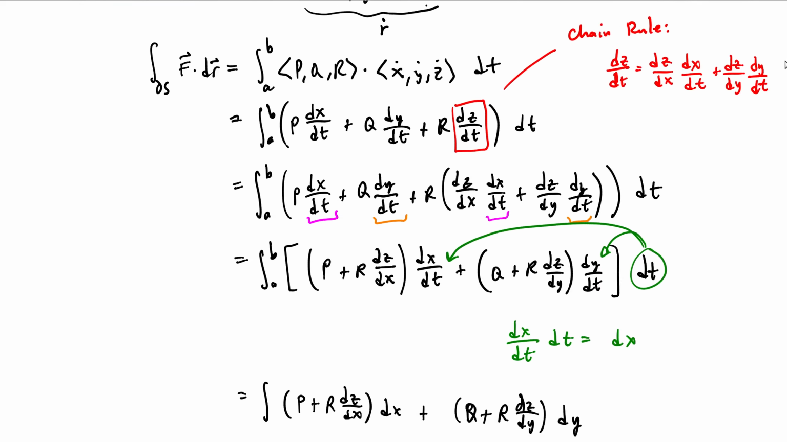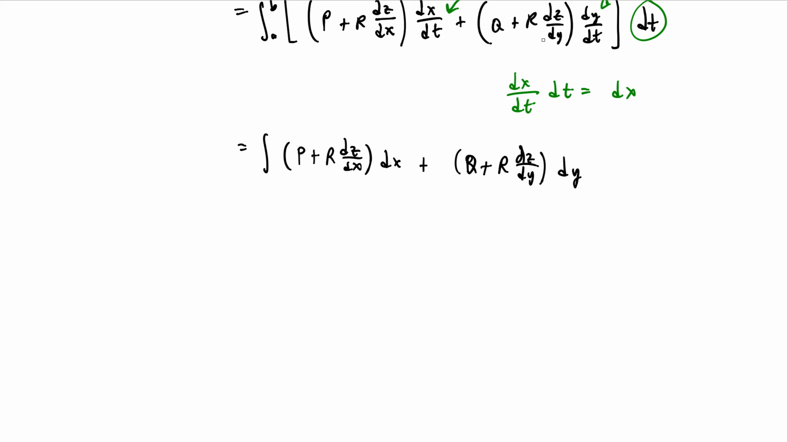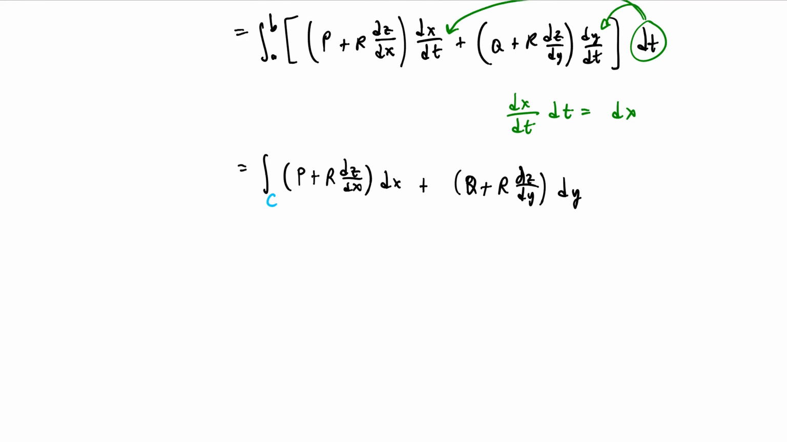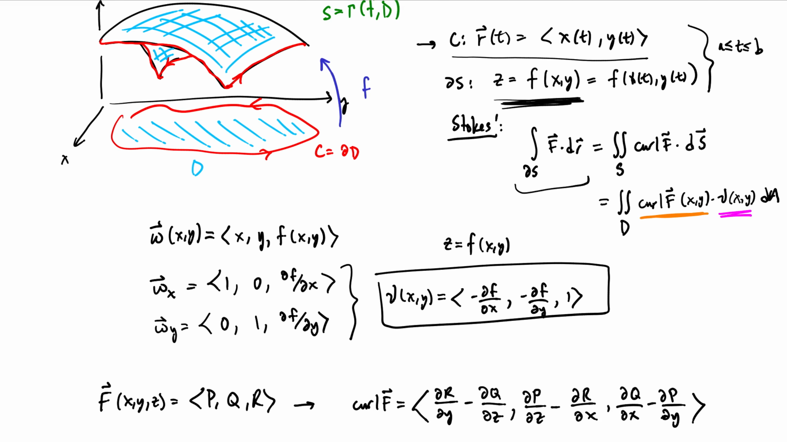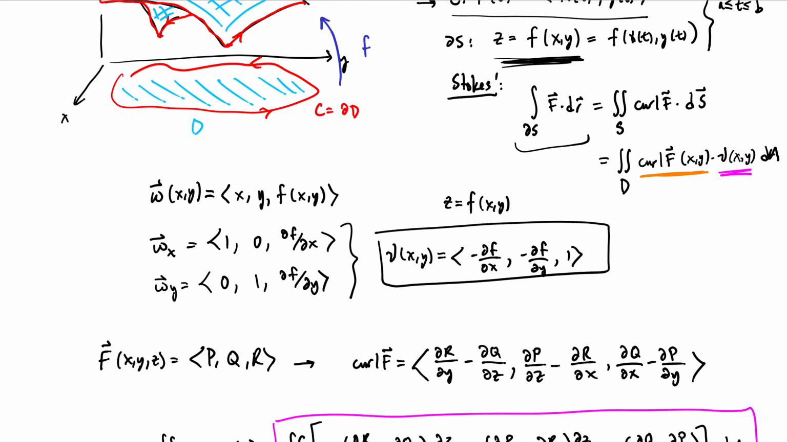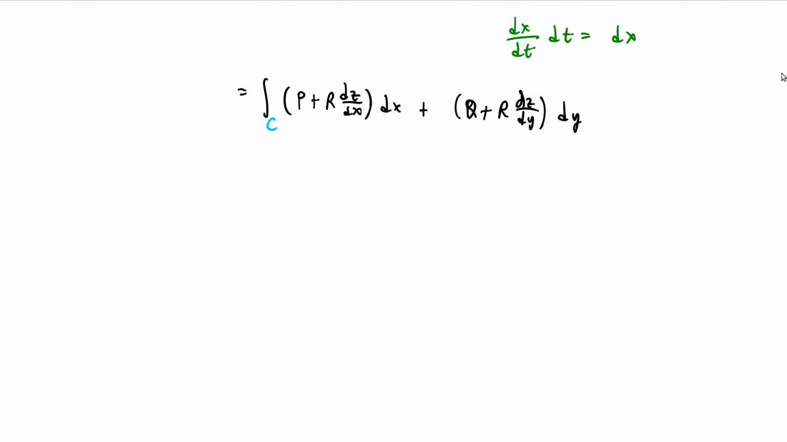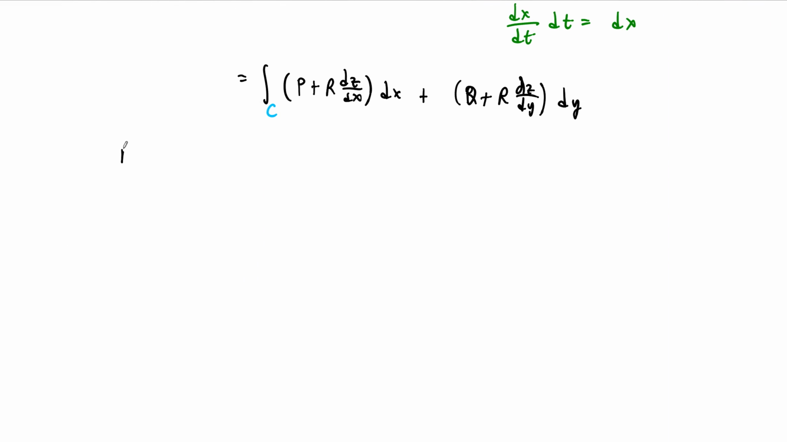Everything here depends on just x and y. We've plugged in to get this all in terms of x and y. And so this integral here is over C. The reason that's important is that now that we're on this region in the xy plane, Green's theorem applies. And so we can apply Green's theorem to turn this path integral into a double integral over our domain D. At this point, now we can apply Green's theorem.